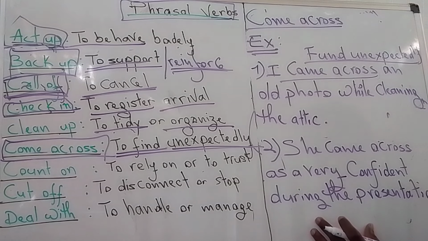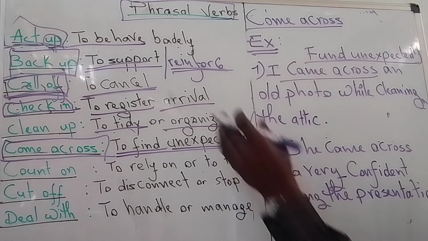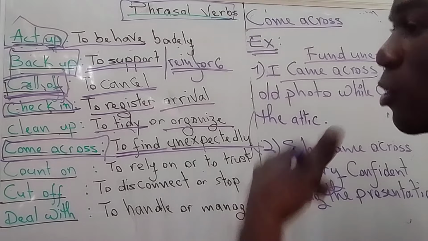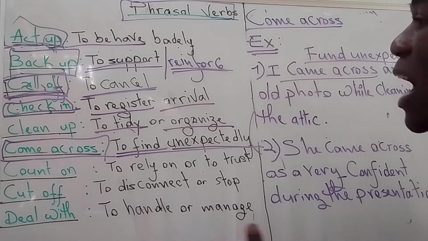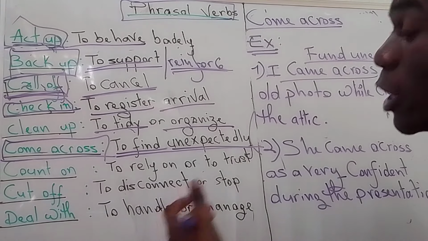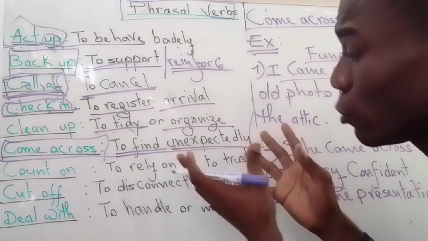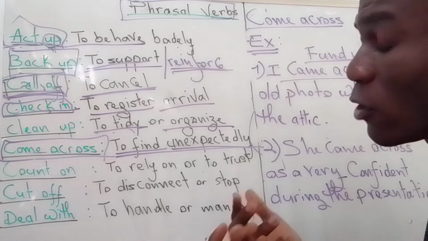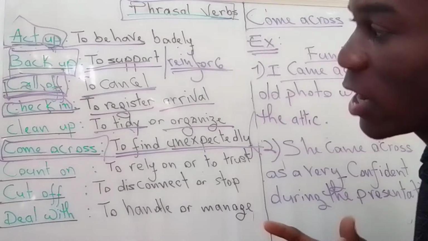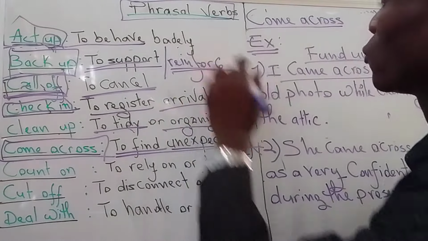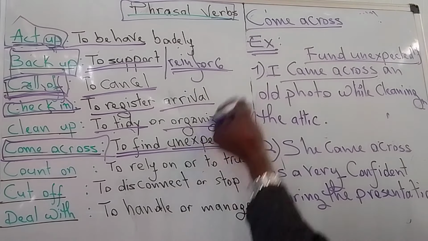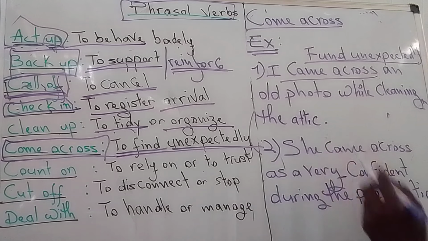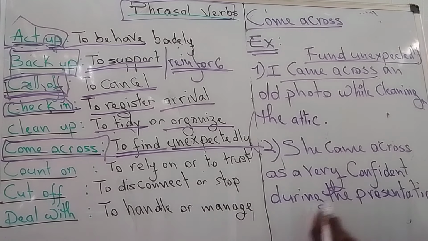Okay, guys, make sure you understand. Make sure you know by heart what I'm doing here. You have to study the phrasal verbs. Watch the video as much as you need, as much as you understand, okay? Because it is really important to know how to use these phrasal verbs in English when you're talking to your friends, your parents, your family. So those are the two examples for come across: I came across an old photo while cleaning the attic, and she came across as very confident during the presentation.